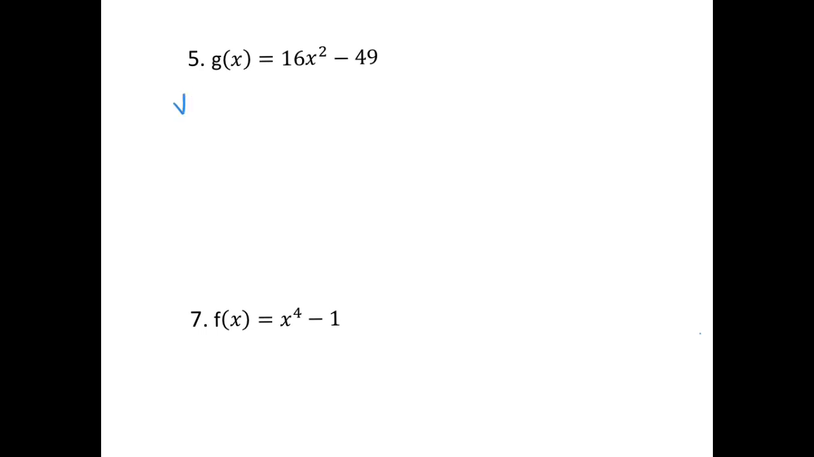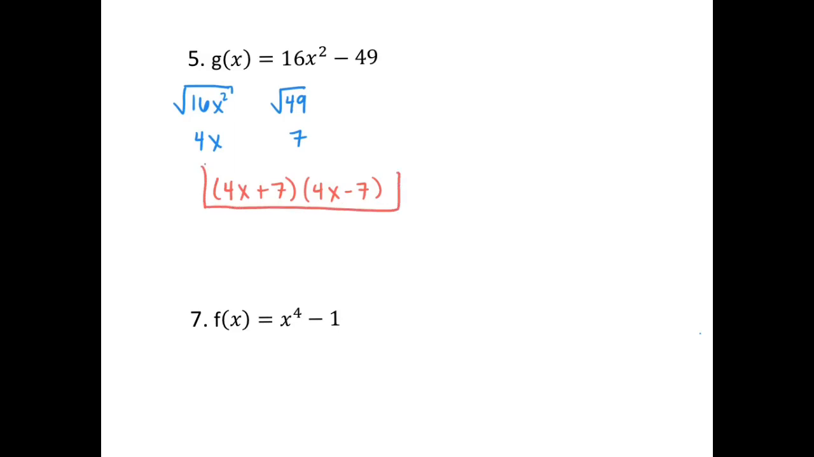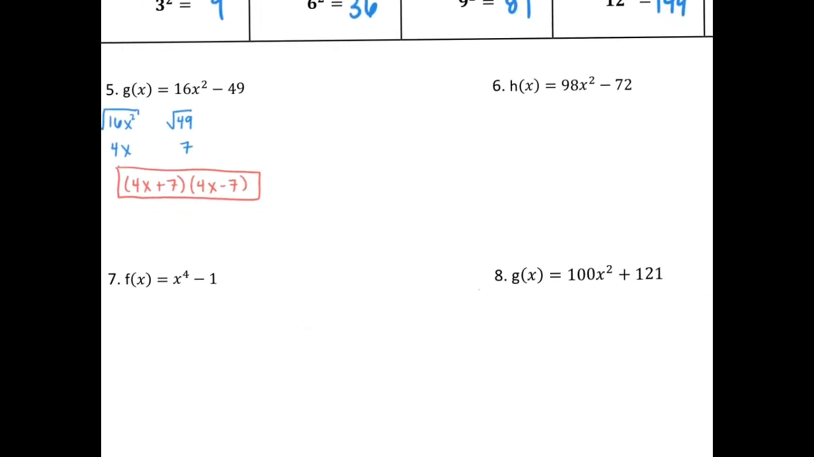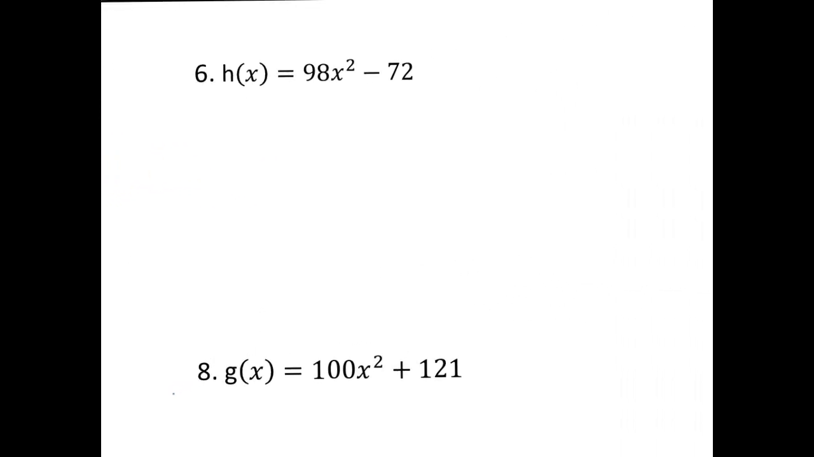So let's take a look at number 5. Square root 16x squared as well as 49. The square root of 16x squared is 4x, and the square root of 49 is 7. Take those two terms, add them, 4x plus 7, and then subtract them, 4x minus 7. Now, if you do the adding and subtracting backwards, that's really okay. It's still technically a correct answer because multiplication order doesn't matter, meaning 3 times 5 is the same thing as 5 times 3.